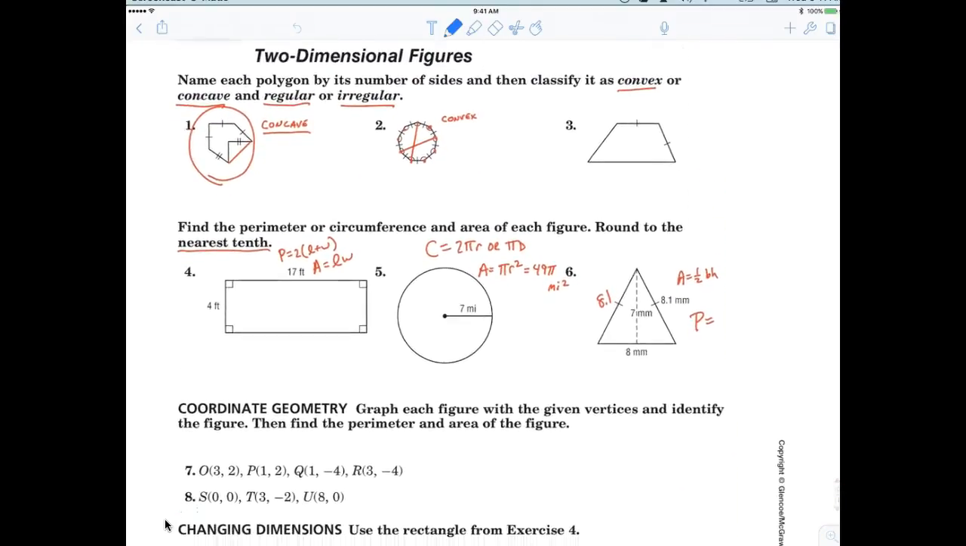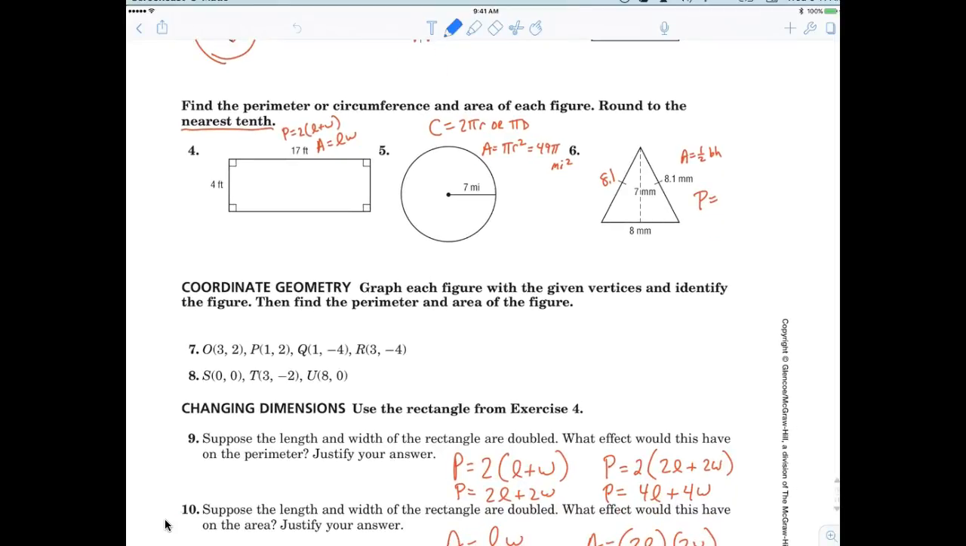Like on number 5, do you want us to add in pi? I said always leave your answer in terms of pi. What do you want the answer to number 5? The circumference would be 14 pi, and the area would be 49 pi. And then don't forget to put it in units.